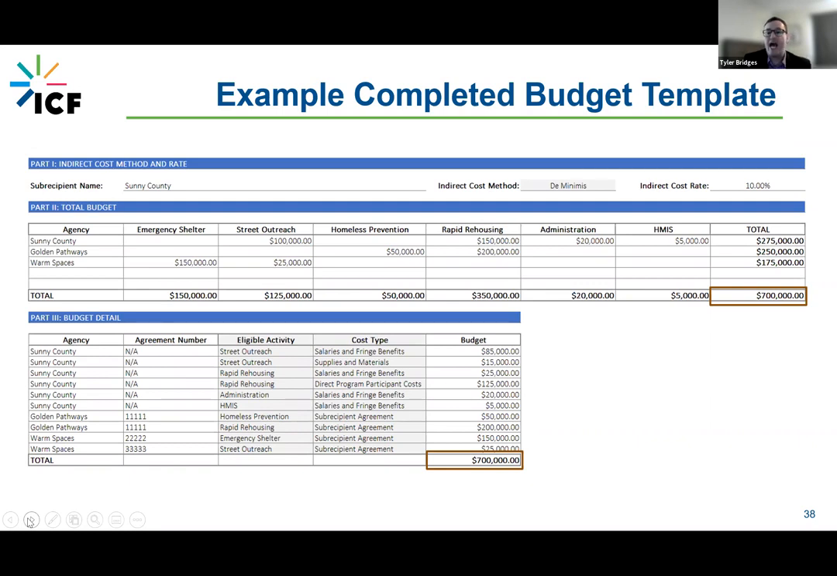So again, at the top here, you have a table in part 2 and a table in part 3. And at the bottom right of each of those tables, in this example, it's $700,000 each. So when you complete this, make sure that the bottom right total in part 2 and part 3 equal one another, and they also equal the total ESG CV award amount that you received from HCD.